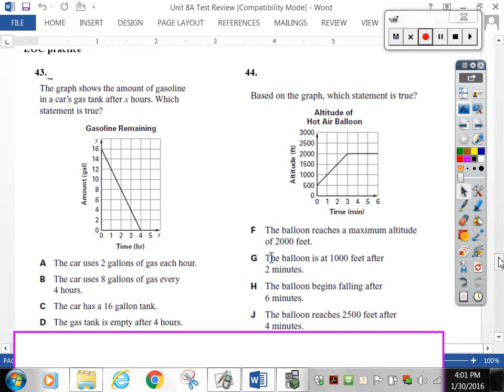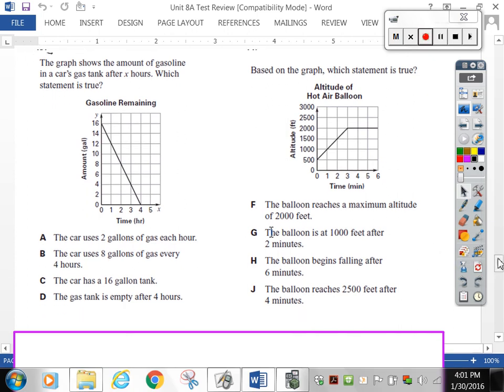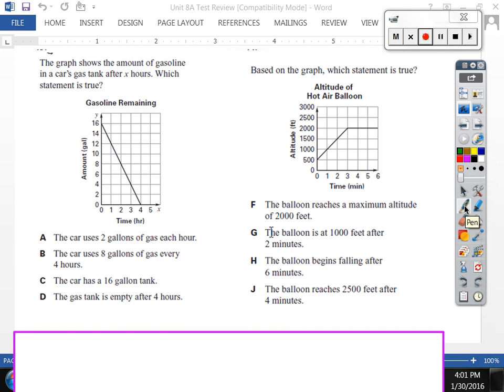Okay, now let's do some EOC practice. This graph shows us the amount of gasoline versus the number of hours. It says the car uses 2 gallons of gas for every hour. So that's a slope. That's y divided by x. Gallons per hour would be the slope of this line. So what's the slope of this line?